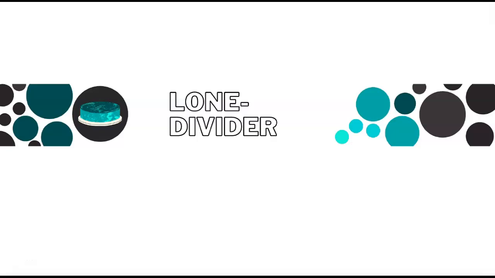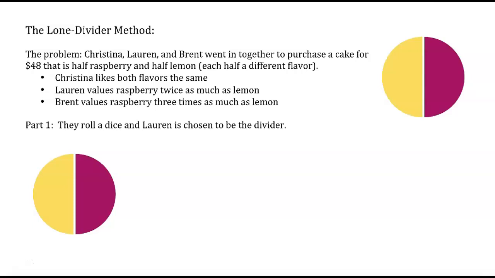In this video, we're going to talk about the lone divider method for fair division. The lone divider method is really an extension of the divider chooser method to 3 players. Now we have one divider and 2 choosers. That's why we call it lone divider. Let's look at the following problem.